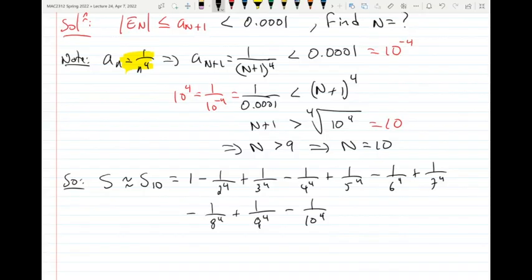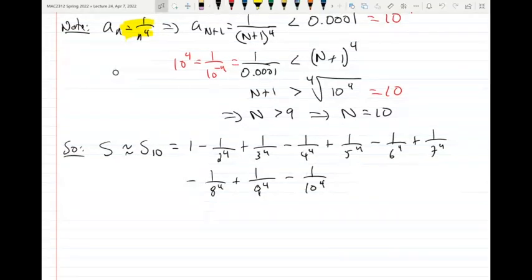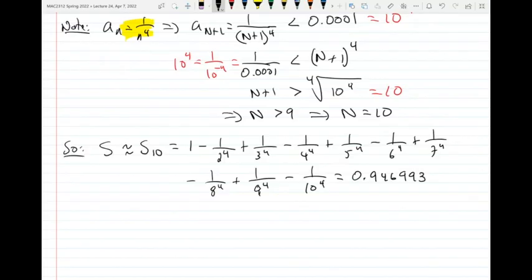So if we add these 10 terms that we have here, then we know that whatever value we are getting is going to be an approximation for the actual infinite sum, and it will be accurate to 3 decimal places. I calculated this, and you can do this on your own if you want, and this is going to give you 0.946993.